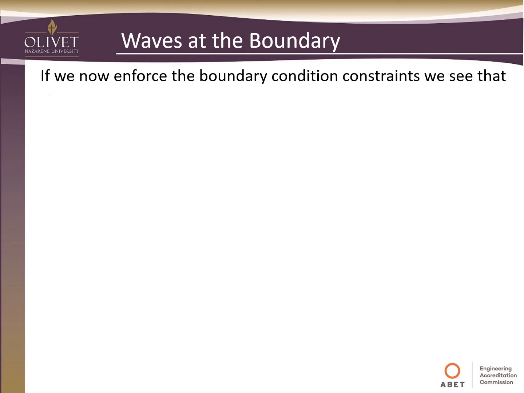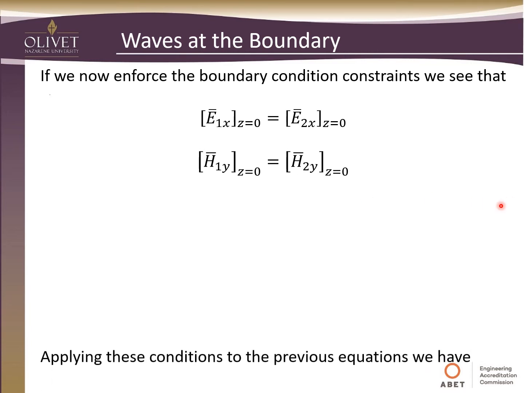So now if we come back to our boundary, we now enforce the boundary condition constraints that we learned last time on these new definitions of our electric and magnetic fields. And we see that E_x1 has got to equal the electric field in the second medium at z equals 0, or at the boundary, because those are parallel to the boundary, tangential. And then our magnetic fields, same thing, at the boundary, those have to be equal.